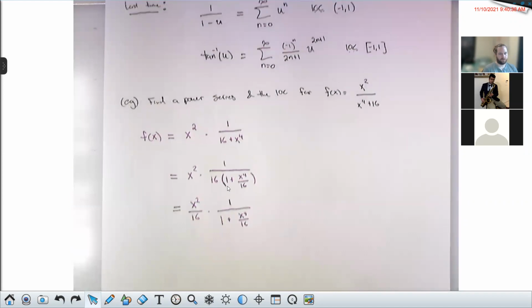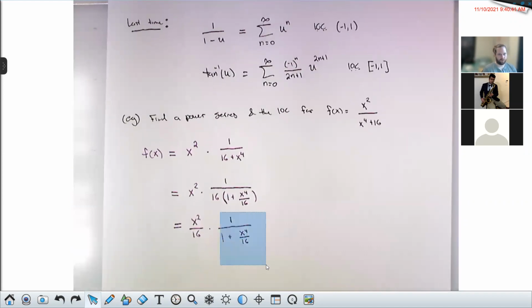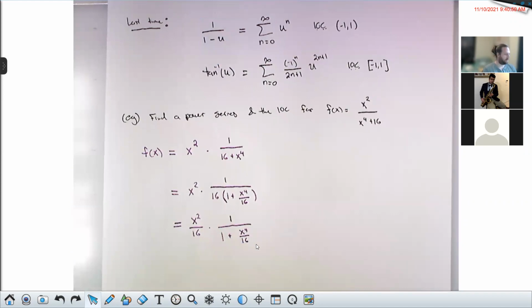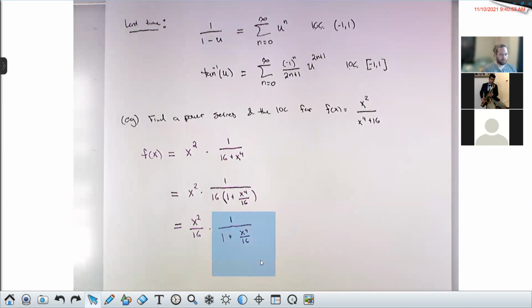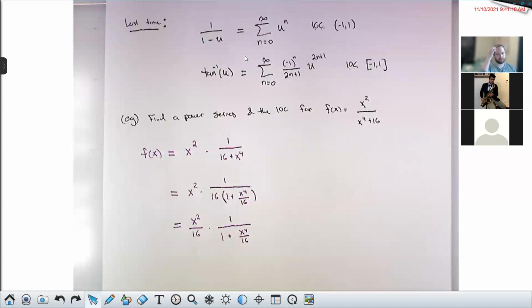And now we see this fraction getting very close to the form 1 over 1 minus u. I've got 1 over 1 plus something. So what's the last little algebra maneuver here to turn this into this? Multiply by 16 over x to the 4th. Not quite.